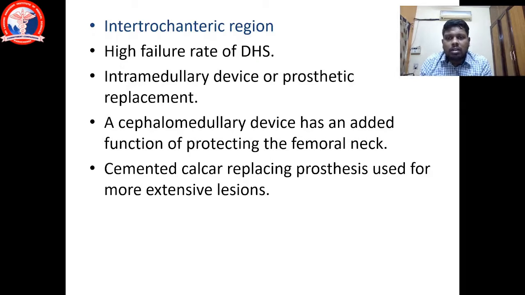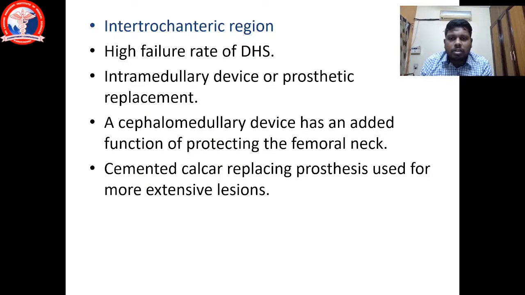In fractures involving the intertrochanteric region, there is a high failure rate of DHS. So DHS is used only when there is an intact medial cortex in the intertrochanteric fracture. As you all know, pathological fractures will involve the lytic lesion plus a wide destruction of the medial cortex also, so DHS has a high failure rate.